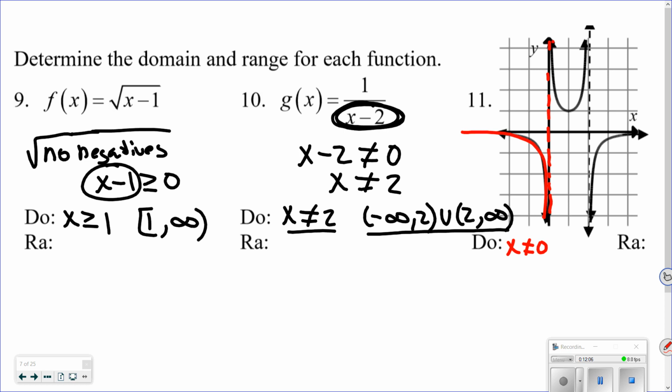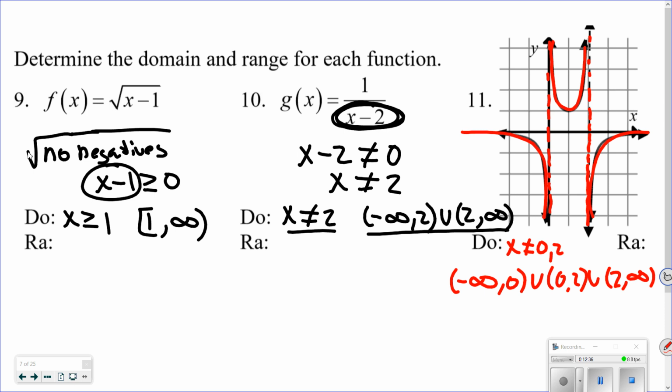Then it keeps going past 0, and it goes until I get to right there. There's another vertical asymptote, and that's when x equals 2. And then it keeps going to the right. So basically x can be anything but 0 and 2. With interval notation, you would say negative infinity to 0, union, 0 to 2, union, and 2 to infinity.